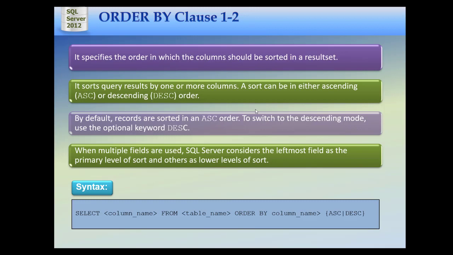So when multiple fields are used, SQL Server considers the leftmost field as the primary level of sort and others as lower levels of sort. The syntax is given here. Select, then the columns which you wish to display, and the table from which you wish to retrieve these results. Then you specify which column you want to use to sort this. And you don't have to write ascending. We've seen that this is the default order. Okay. This is what you usually type.